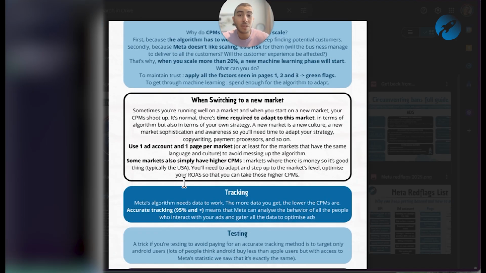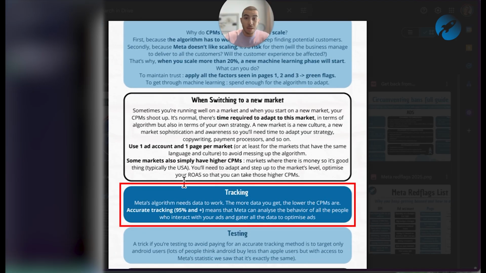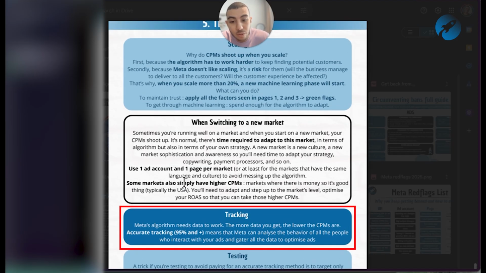Then you have Meta tracking. This also can mess up your CPM. If your Meta tracked orders are not accurate, meaning not 95% and higher of what you see on your Shopify dashboard for Meta, then the data optimization is not done properly. And then basically Meta will struggle finding you customers. So this is a very big one. It can mess up your CPMs too.